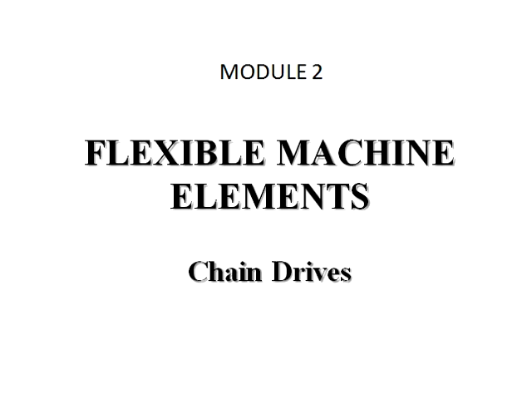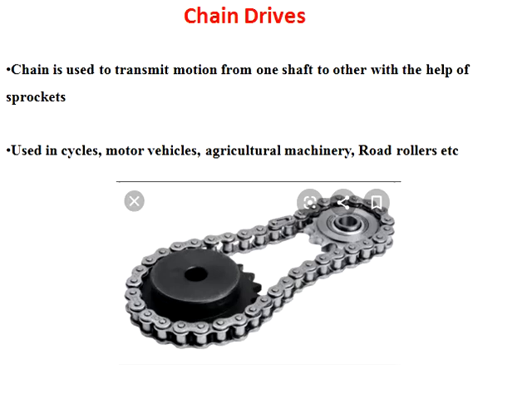Chains are used to transmit motion from one shaft to other shaft with the help of sprockets. You can see in this diagram there are two sprockets, which are also known as toothed wheels. Surrounding this wheel you can see a number of teeth. The chain is wrapped over this toothed wheel. Because of this, there won't be any slippage action in this mechanism, hence it can be treated as a positive drive. It is used in different applications like cycles, motor vehicles, agricultural machinery, road rollers, etc.